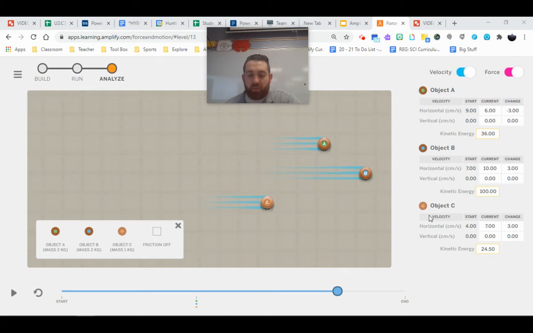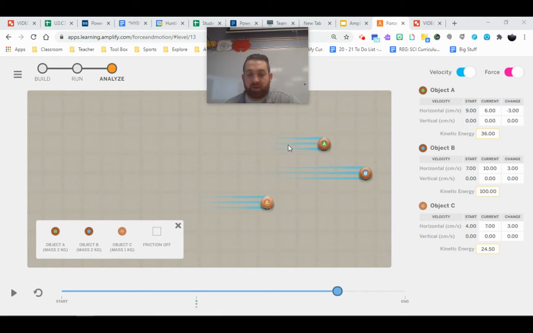Now, when we begin breaking down the velocity data here, you'll notice a few things. Number one, object A went from 9 meters per second to 6 meters per second. So if you noticed, it changed by 3 or -3, depending on how that helps you interpret what's going on. For object B, it went from 7 to 10, so it had a change again of 3. And then object C went from 4 to 7, again a change of 3.